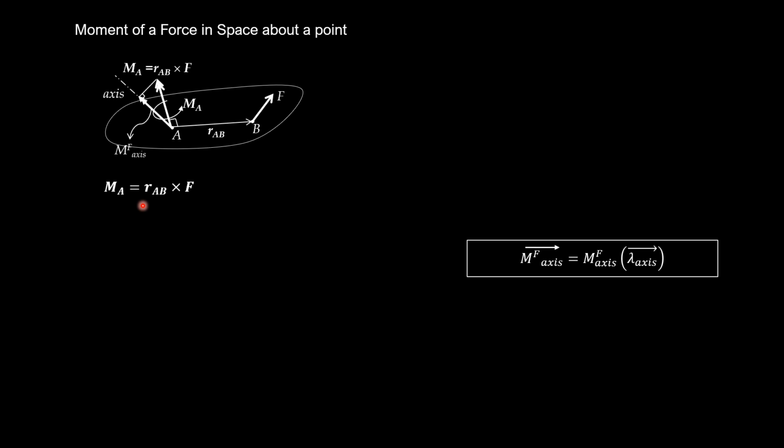So moment of A is RAB cross F. Then moment of the force about that axis is the scalar component of the moment of the force about that inclined axis, which, if that is beta, is simply magnitude of RAB cross F, or magnitude of MA, times cosine of beta. And that is computed by performing the dot product between RAB cross F with the unit vector of this axis. So let me demonstrate that first.